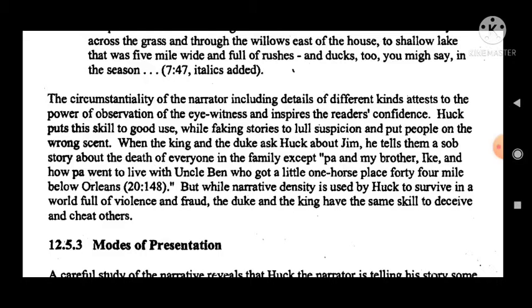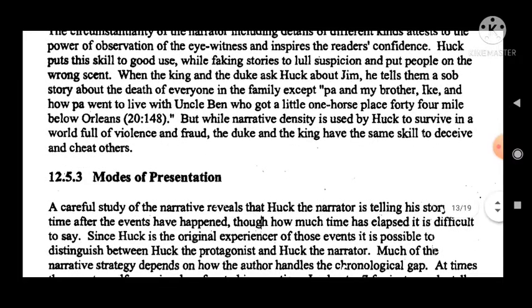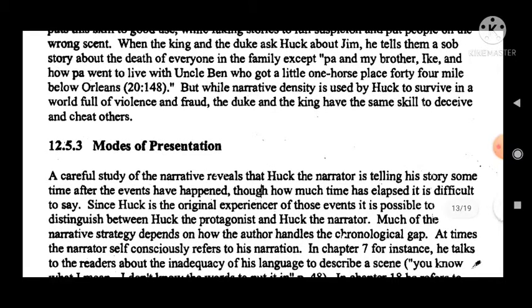When the king and duke ask Huck about Jim, he tells them a sob story about the death of everyone in the family except Pa and my brother Ike, and how Pa went to live with Uncle Ben, who got a little one horse place 44 mile below Orleans. But while narrative density is used by Huck to survive in a world full of violence and fraud, the Duke and the King have the same skill to deceive and cheat others.